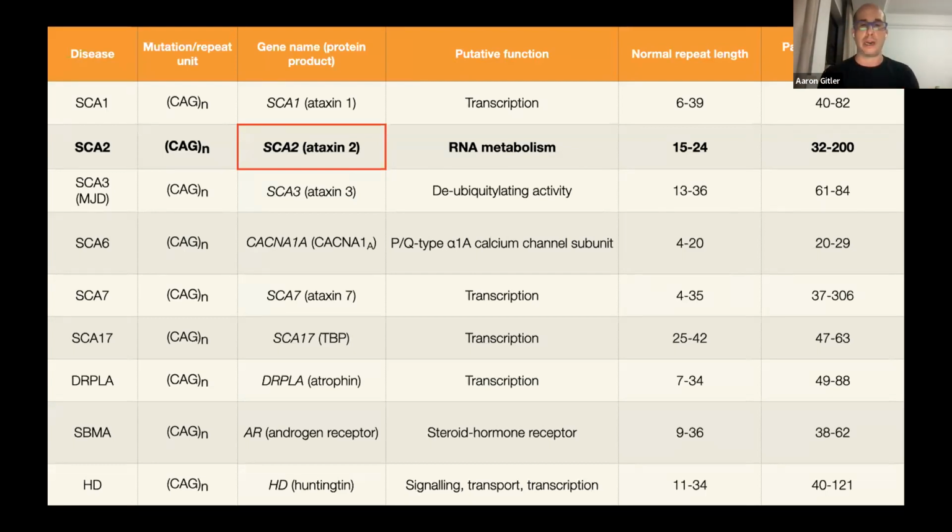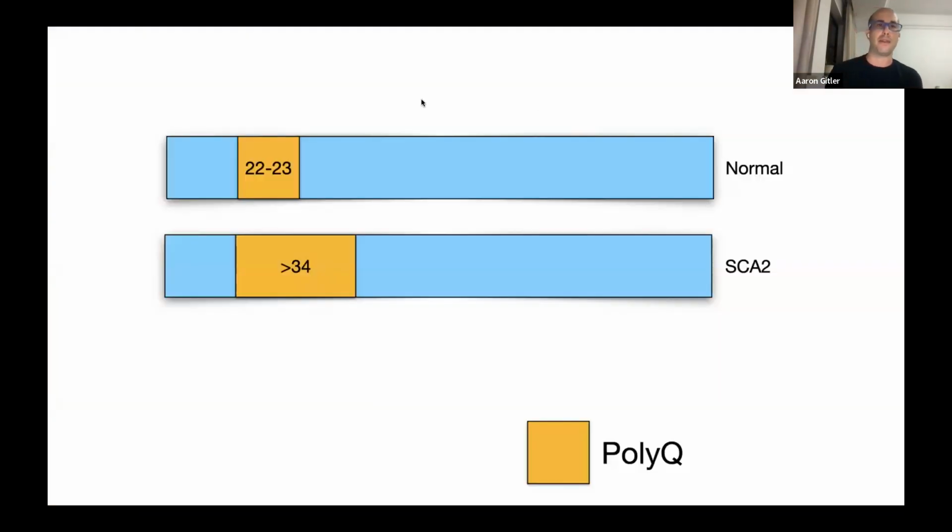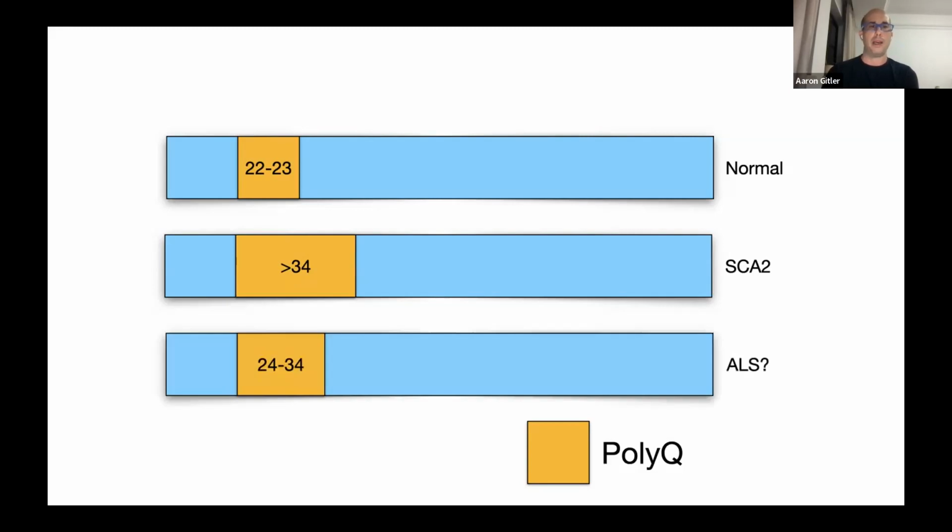There's a stretch of these amino acids, glutamine. And normally the length of the polyQ is 22, sometimes 23. Greater than 34 causes spinocerebellar ataxia 2. We hypothesized that perhaps something in between, longer than normal, but not past this range for SCA2, could be associated with ALS.